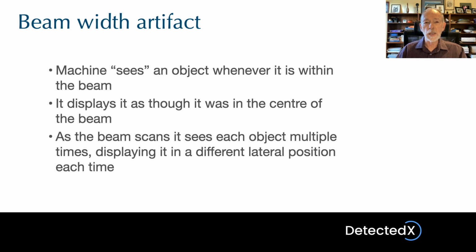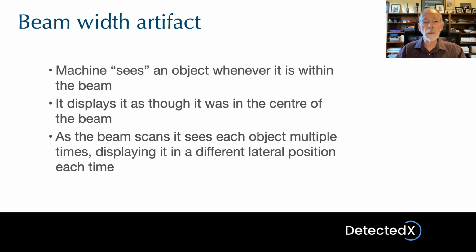But, as I have already explained, because the machine can't determine whether things are in the center of the beam or to one side or other of the beam, every object is displayed as if it came from the center of the beam. When the beam moves from one position to the next, the size of that step is quite small, so beams overlap very substantially. This means that each object is going to be seen multiple times and therefore displayed in the image multiple times. The depth will be correct each time, but the lateral position will be slightly different each time because the beam has moved.